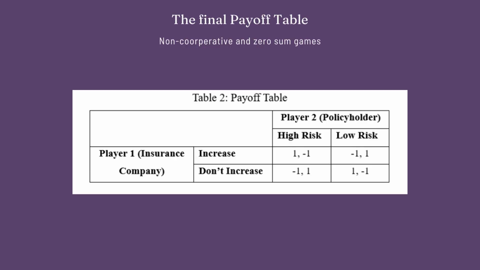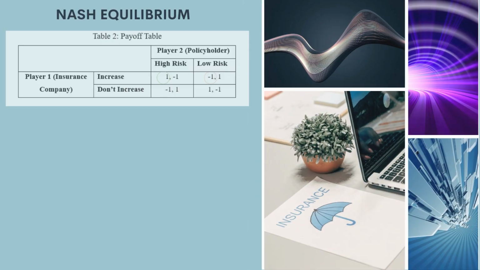So the final payoff table will look like this. This is why I think the game is defined as a non-cooperative and zero sum game of two players. Okay, let's move on to the solutions.